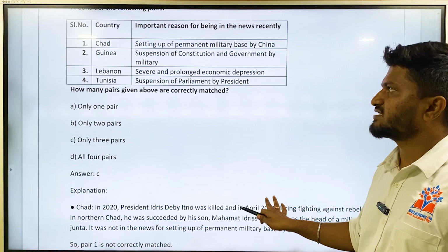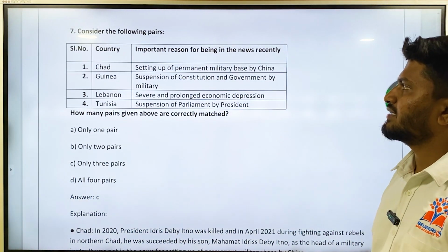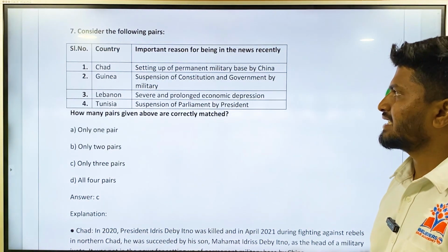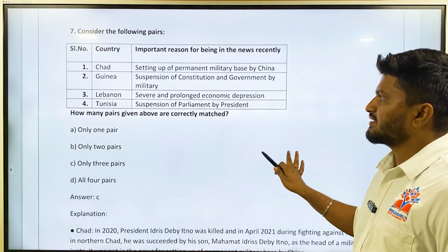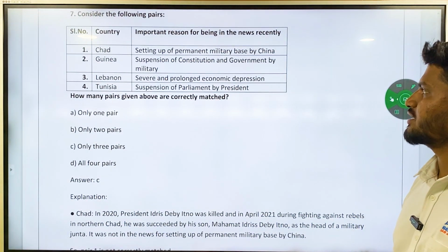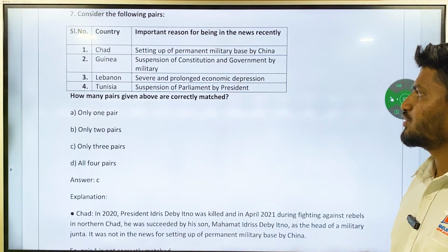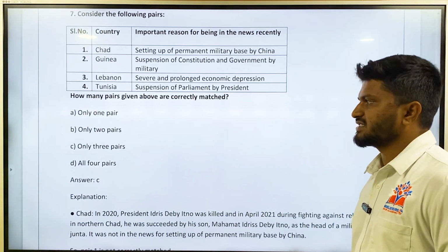Then, consider the following statements. Okay, match the following question. So again, a map-based question. Here it talks about countries and the important reasons for being in the news. First one is Chad, setting up a permanent military base by China. Guinea, suspension of constitution and governance by military. Lebanon, severe and prolonged economic depression. Tunisia, suspension of the parliament by the president.